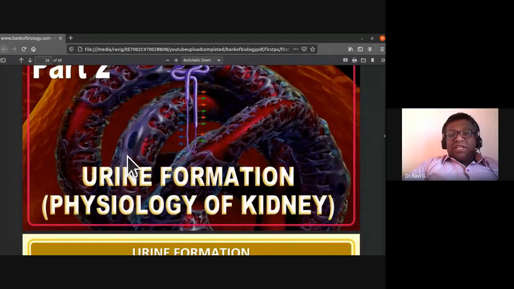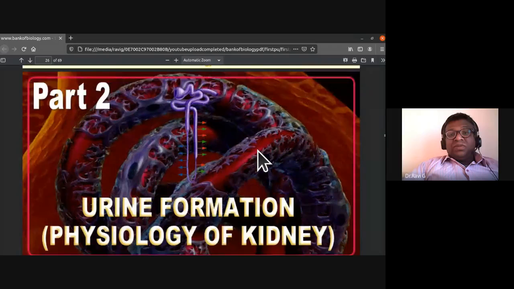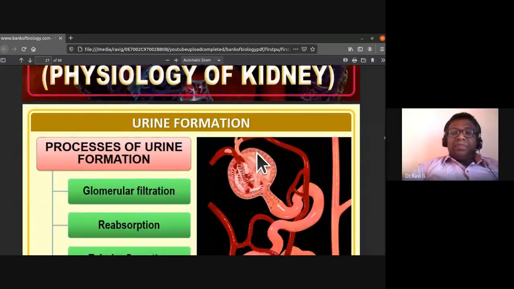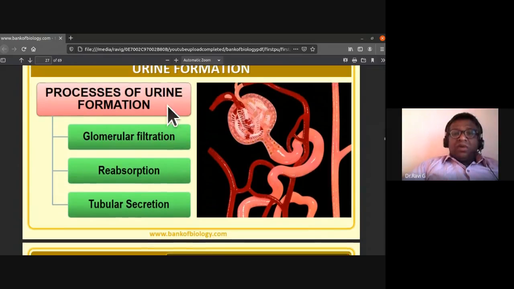So there are three steps in the formation of urine: glomerular filtration, tubular secretion, and tubular reabsorption. Those three steps are involved in the process of formation of urine. So let us understand about them. One is glomerular filtration.